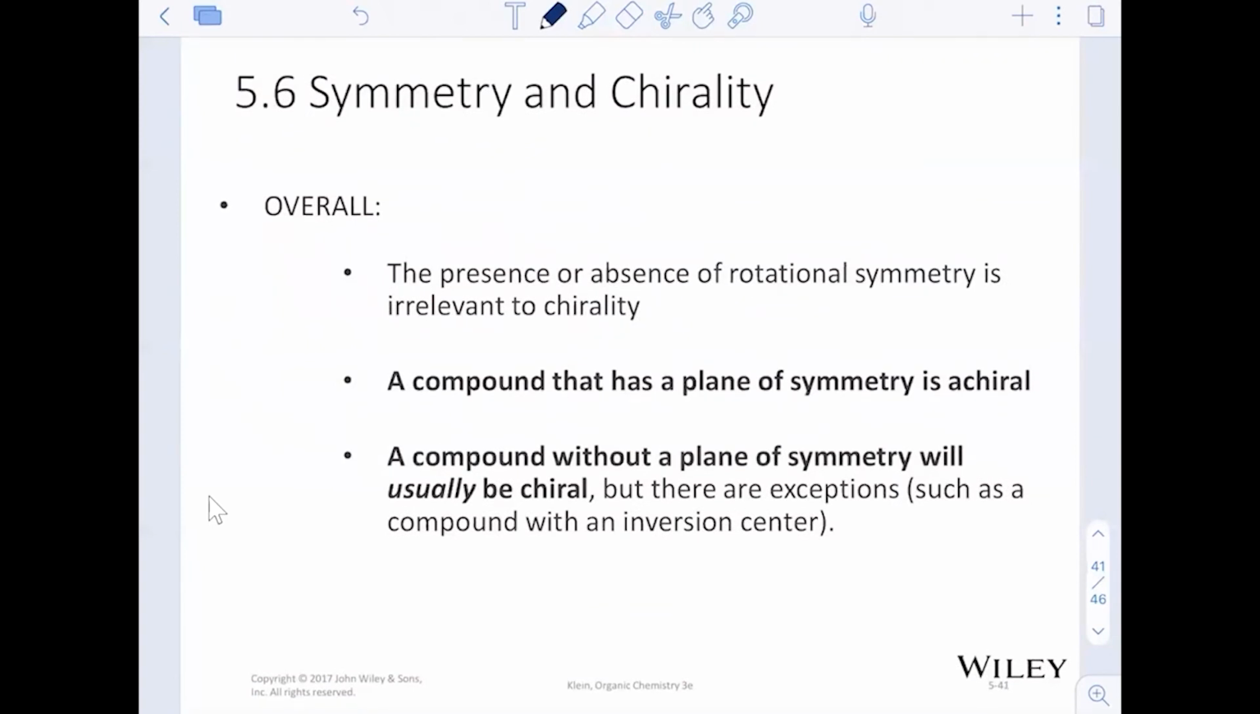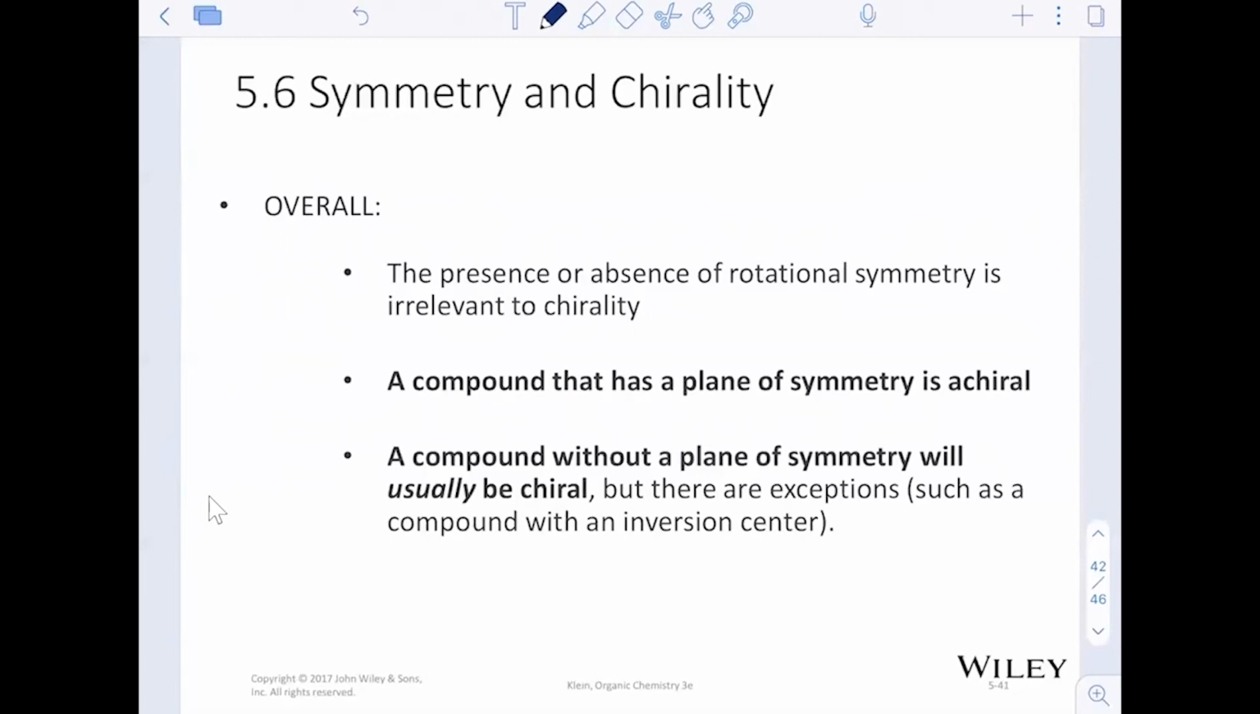Overall, the presence or absence of rotational symmetry is irrelevant to chirality. Rotational symmetry, being able to rotate things or flip things. What really is important is having a plane of symmetry within the molecule. That makes it a meso compound and therefore achiral. The only exception for the lack of a plane of symmetry is the inversion center. And that's the only one I expect you to note.